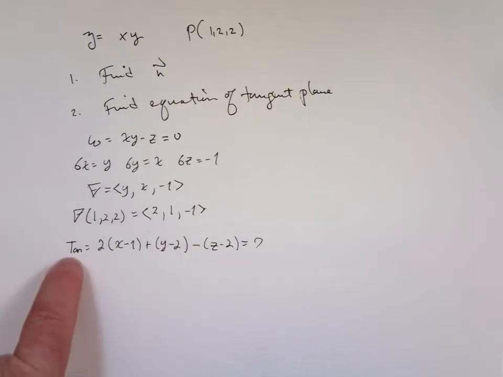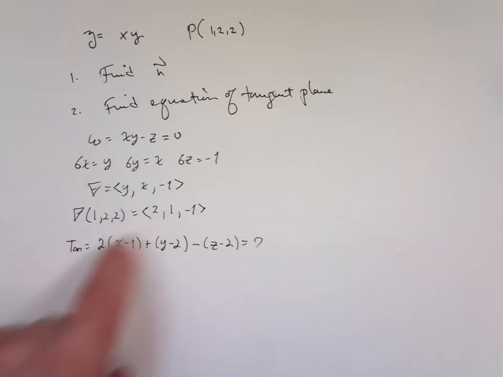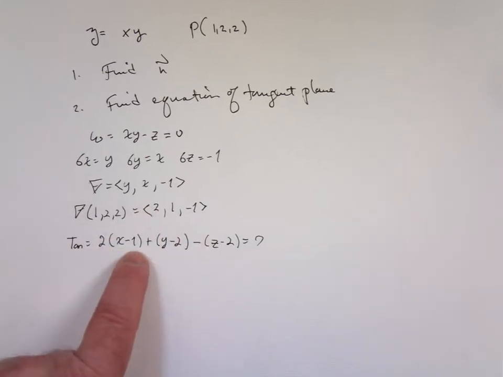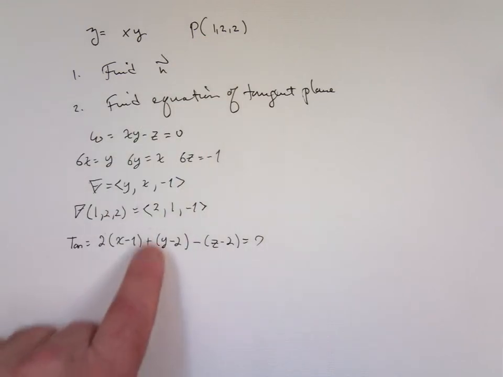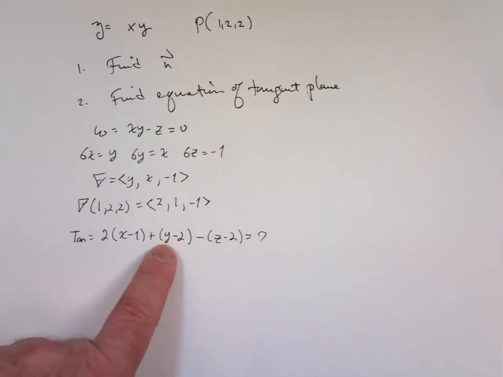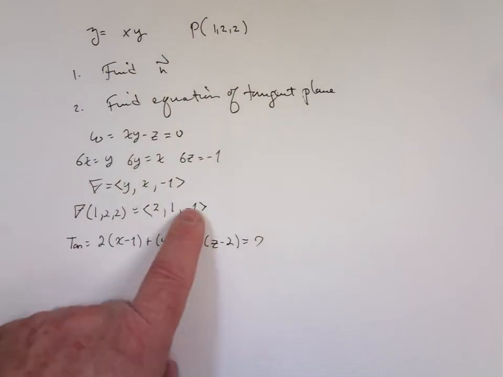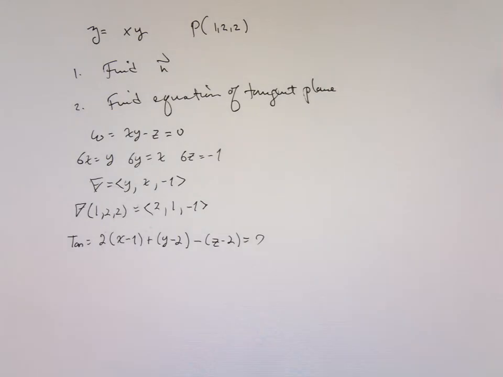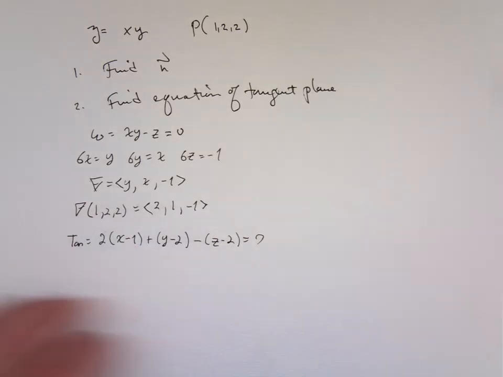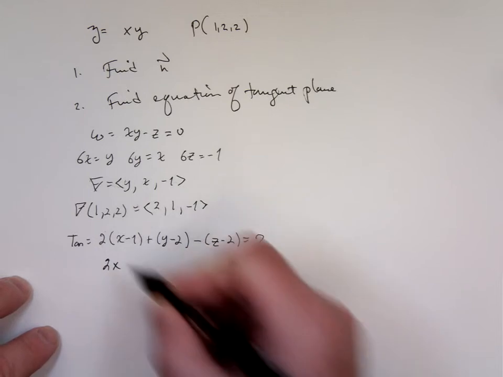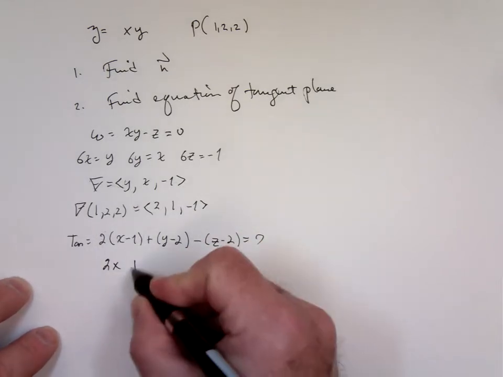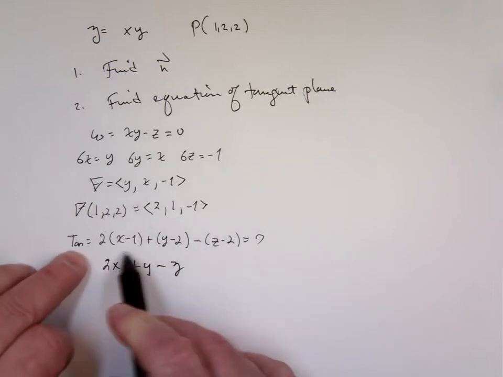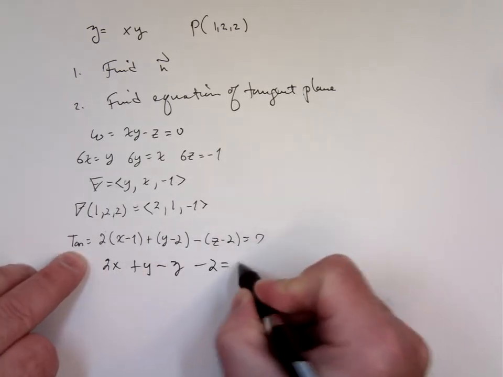The tangent plane, therefore, has the equation 2 times (x minus 1), using the point, plus 1, that's the coefficient here, (y minus 2), minus 1 right here, (z minus 2) equals 0. That's perfect. I think on the test, I'm not sure if I have it in this form or simplified. Probably I have it like this. You got 2x minus 2, plus y minus 2, minus z plus 2 equals 0, or something like that.